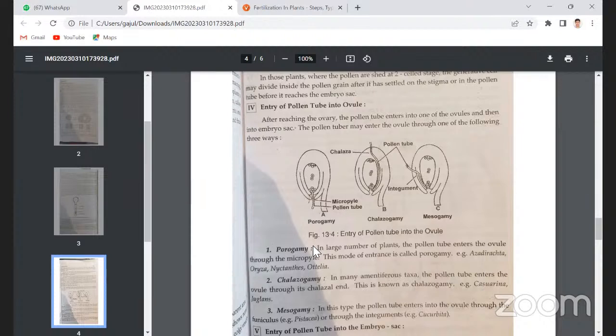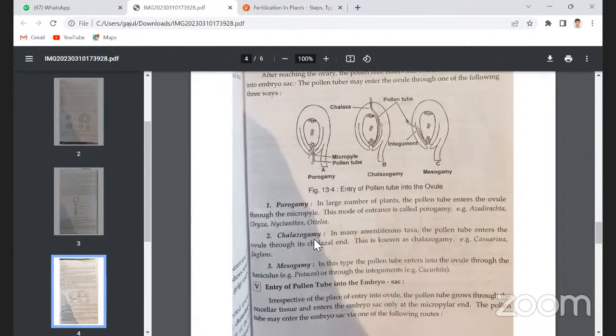What is the meaning of porogamy? Actually, these are the three types of entry of the pollen tube into the ovule: porogamy, chalazogamy, and mesogamy. In the first one, a large number of plants, you observe the diagram. Where is the pollen tube? Where is the micropyle? The pollen tube enters the ovule through the micropyle. This mode of entrance is called porogamy.